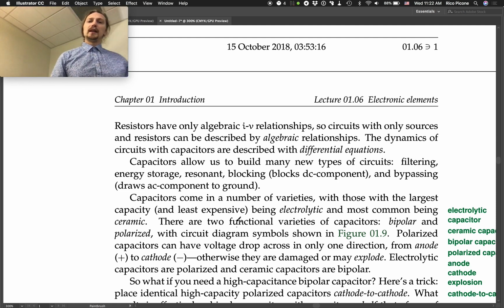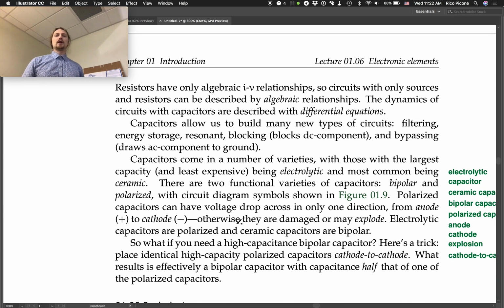Capacitors allow us to build many new types of circuits: filtering, energy storage, resonant circuits, blocking circuits, bypassing circuits. Actually in this week's lab, you are using a capacitor that is effectively a filter. So you're using it as an RC filter. What that's doing is filtering out high-frequency components from your signal, and passing through low-frequency components. So what that tends to do is smooth out a signal.